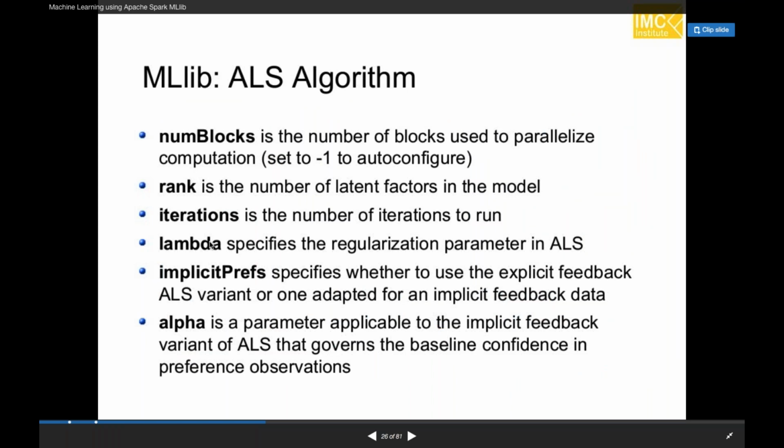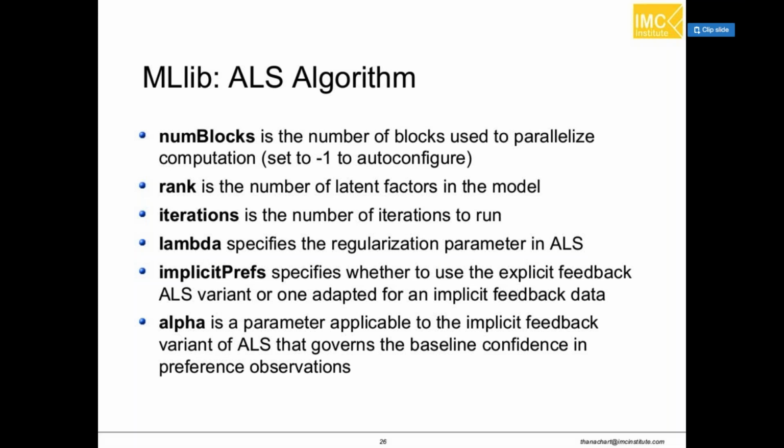This is one value. Implicit preference specifies whether to use the explicit feedback ALS variant or one adapted for implicit feedback data. So what is the difference between implicit feedback data and explicit feedback data? For example, in our MovieLens data, we have the rating. Directly we have the data.